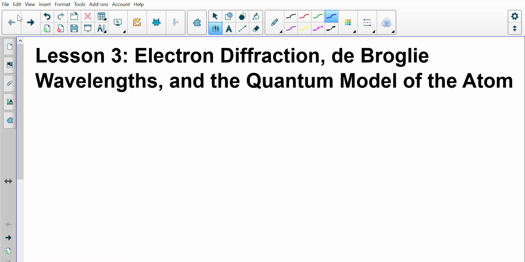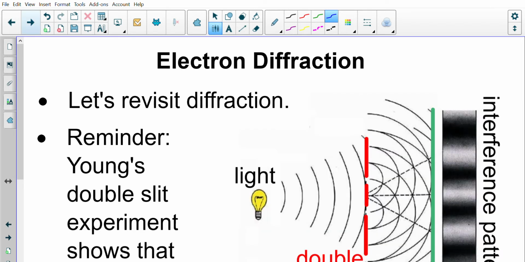Lesson 3, Electron Diffraction, de Broglie wavelengths, and the quantum model of the atom. So we're going to begin with electron diffraction.